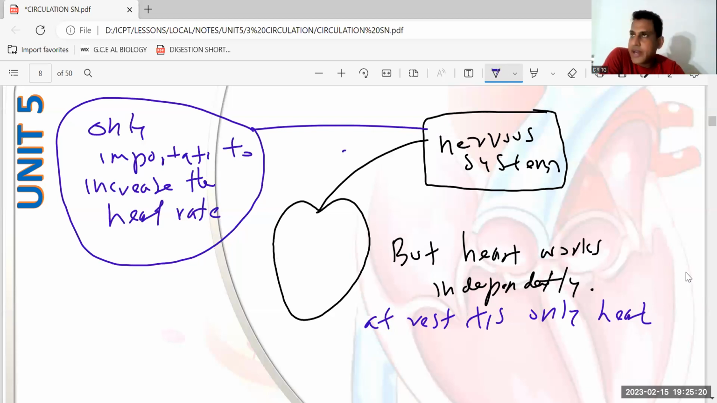Heart contraction and relaxation is done by the heart itself. There is no involvement of the nervous system, brain or other place. So the brain is important if the heart wants to increase the heart rate. If a person is at rest, the nervous system is not important.